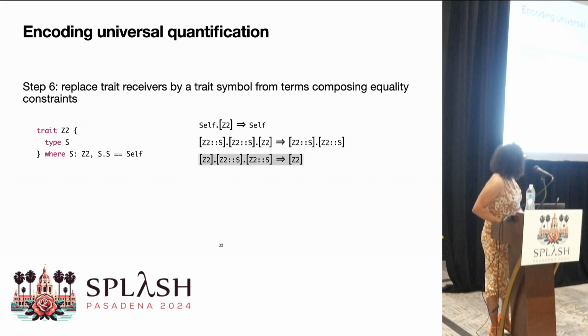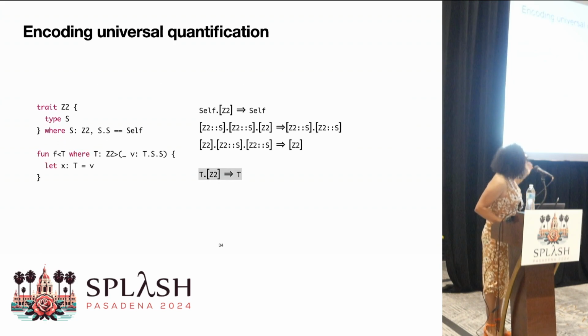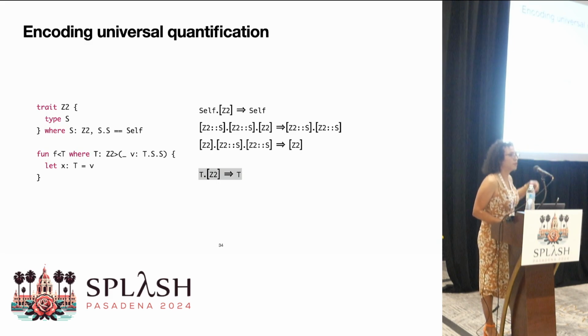But here, what we can know now is that this trick is basically encoding the universal quantification. Why? Because, well, let's add this function. This function has this constraint, so we will just add this new equivalent rule to the entire system.